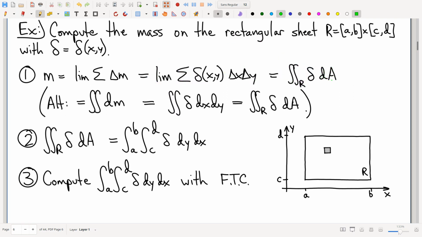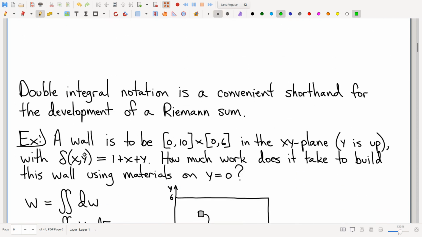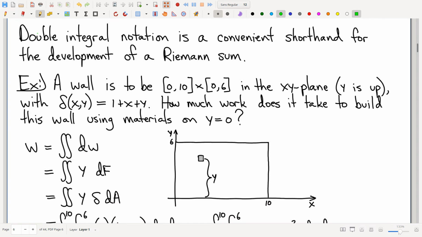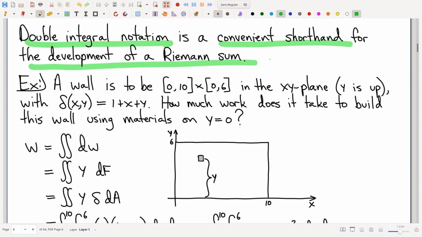And so, for example, when I claim the whole is the sum of the parts, chopping up the whole mass into a bunch of little pieces of mass, well, I can say the exact same thing using kind of integral shorthand, if you will, and write it like this. This kind of thing is very convenient, so it's very common. That's the main motivation for this next example: this notation is a convenient shorthand while you're developing your Riemann sum in the first place.